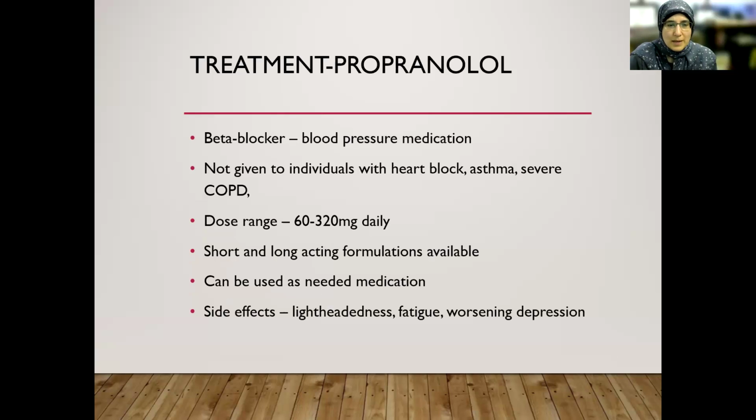Now, there are a few medicines that I will cover here. One is propranolol, which is actually a blood pressure medicine, but it is used as one of the first-line medications for treatment of essential tremor. It is not given to people who have heart rhythm issues or who have bad lung problems due to asthma or severe COPD. And the dose range could be from 60 to 320 milligrams daily.